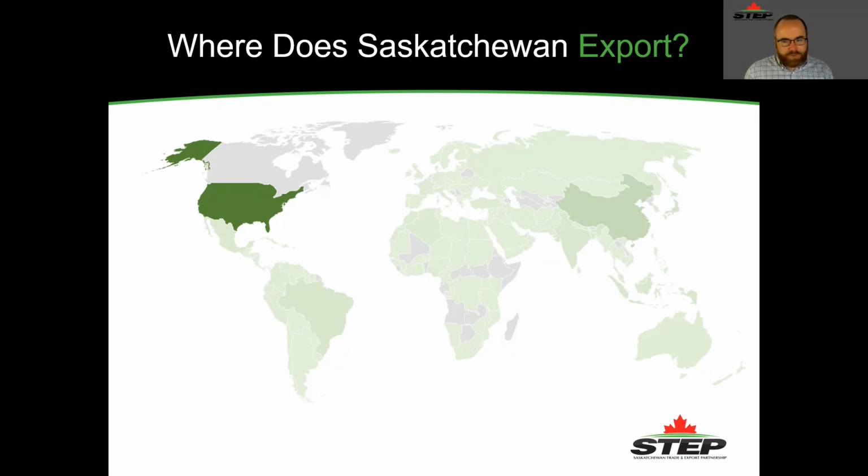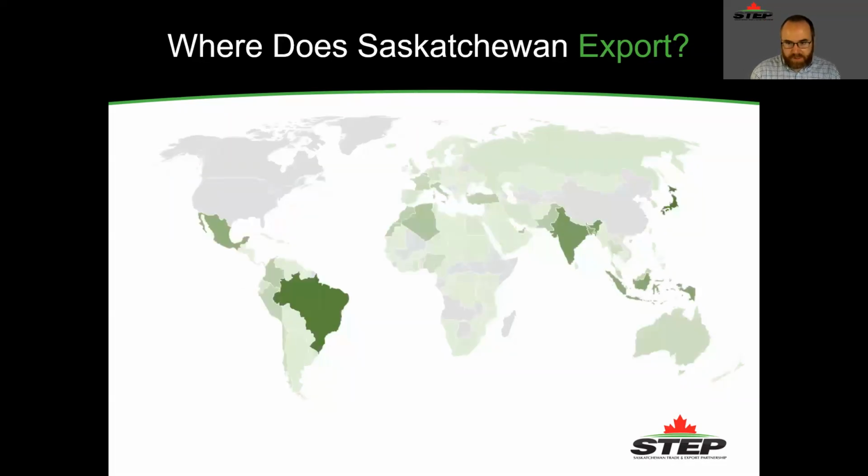Clearly, the US is our number one export destination. But when you remove our number one and two, which is US and China, this is what the distribution looks like. So major markets outside of US and China include places like Mexico, Brazil, India, Japan, European Union, Algeria, Australia. So we really do export all over the place.